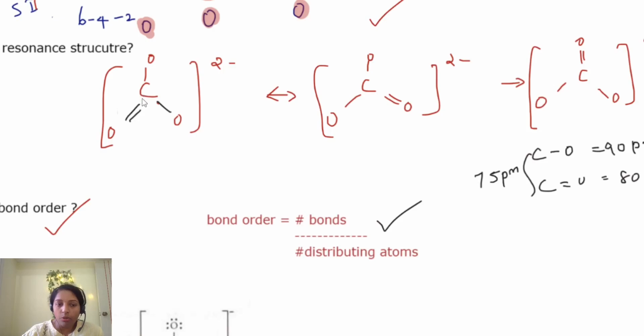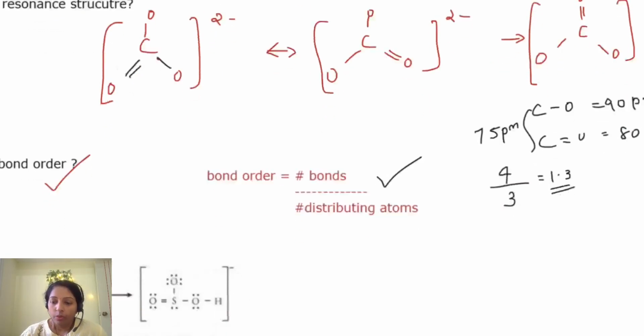So here, how many bonds are there? In every structure, 1, 2, 3, 4. So 4 over 3. Distributing atoms is 3; 3 oxygens are there. So 4 over 3, 1.33, is actually the bond order. There is neither a one nor a two bond order. All the bonds are the same. That's the resonance specialty. All the bonds are the same.